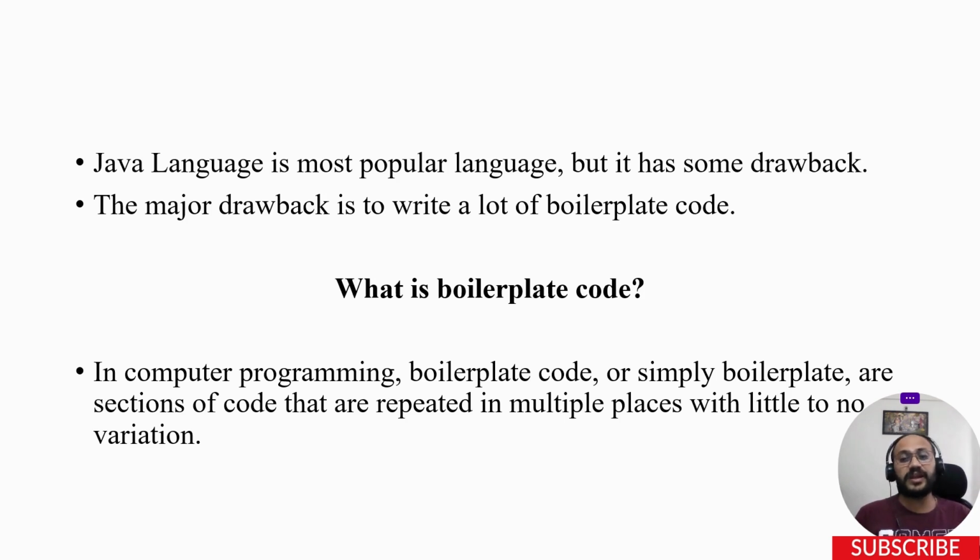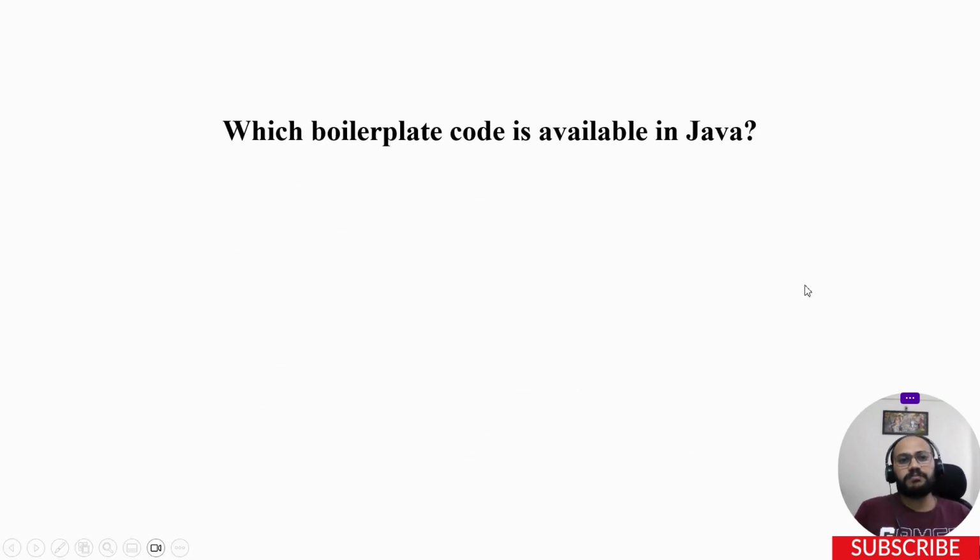Even after using inheritance, we end up creating redundant code. We create similar kinds of code, not exactly duplicate, but similar. This is what we mean by boilerplate code, and it is one of the biggest drawbacks of the Java language. Now you might have a question: where do we use this boilerplate code, and which boilerplate code is available in Java?